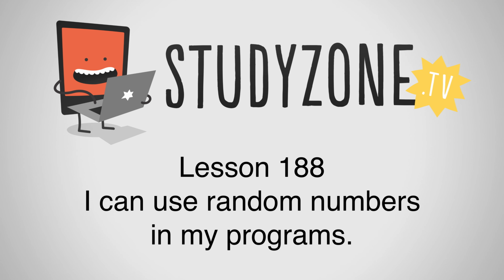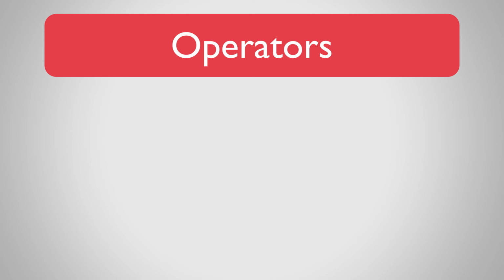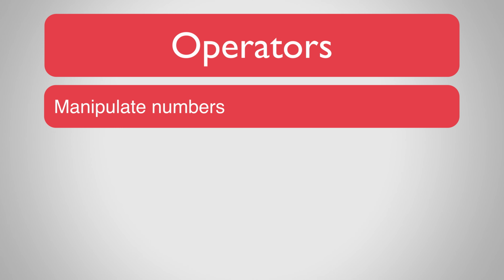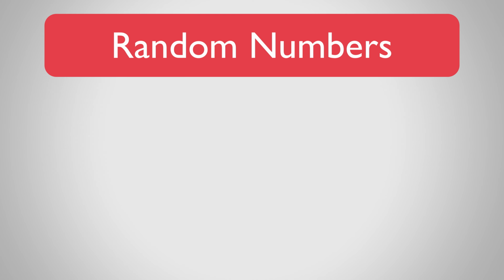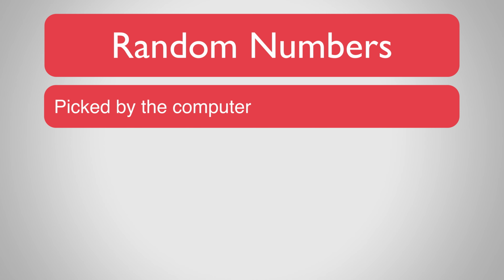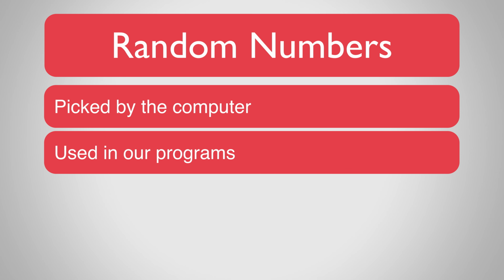This unit, we've been learning how to use operators to manipulate numbers and make more complicated decisions in our programs. In this lesson, we're going to learn the power of using random numbers. A random number is one that the computer picks for us, and we can use them anywhere in our programs where we would otherwise use a number.